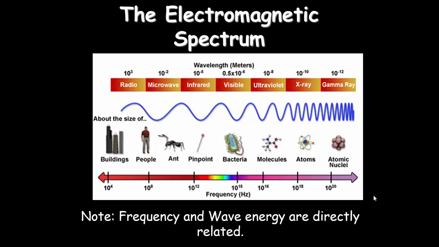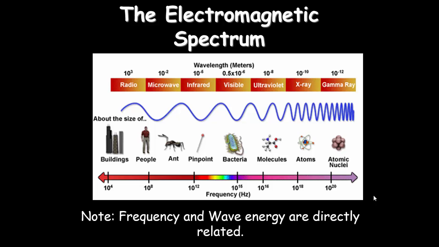There happen to be 7 different waves and rays, depending on the amount of energy that you have, on what we call the electromagnetic spectrum. These different types of electromagnetic waves are radio waves, microwaves, infrared rays, visible rays, ultraviolet, X-rays, and gamma rays. Frequency and wave energy are directly related.